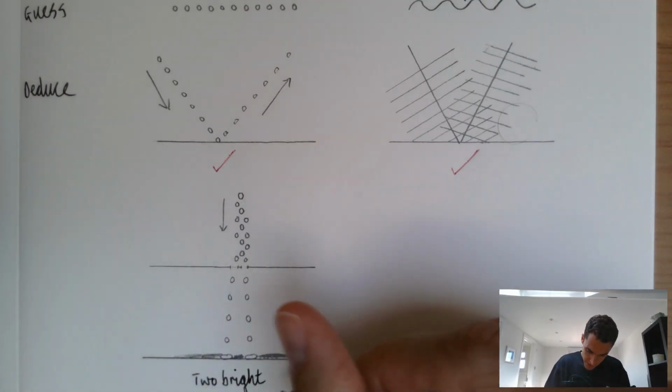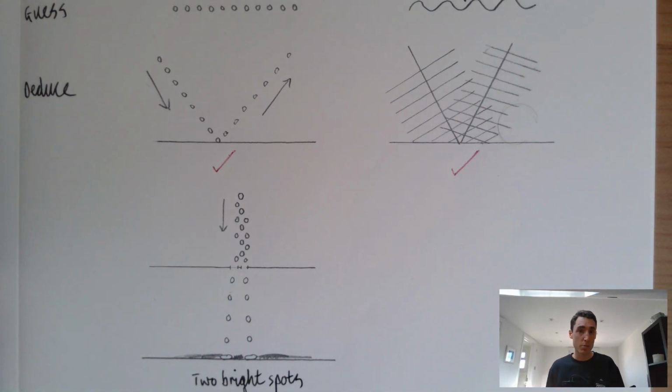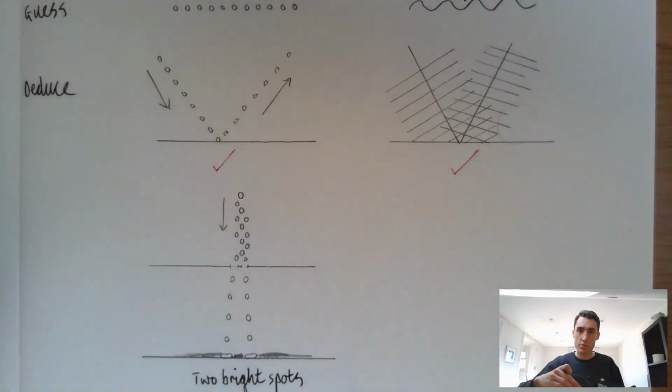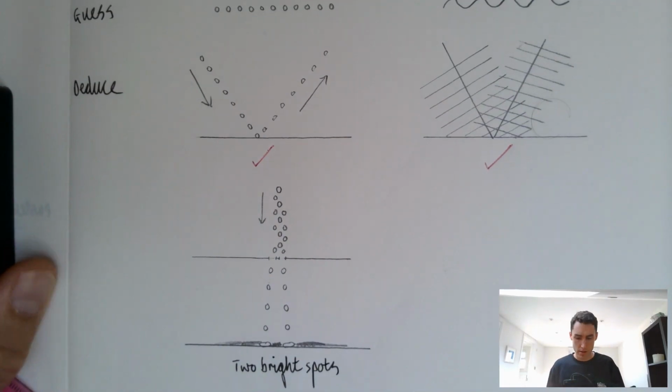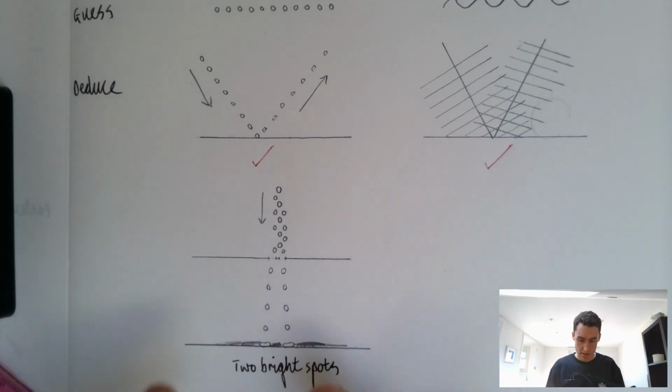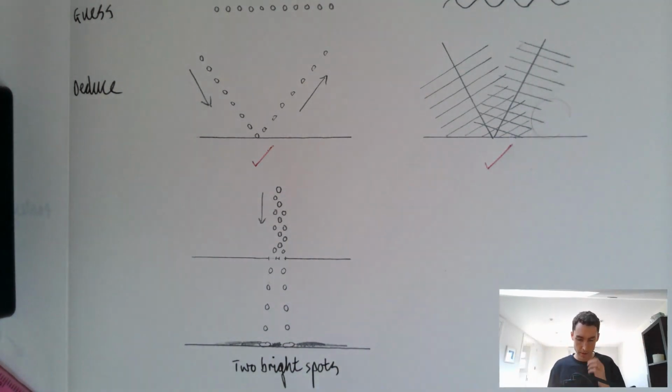And this is where it's interesting, because actually you realise this is much more intuitive. Newton's particle theory is much easier to get your head around, because you would expect, okay, if you've got two little slits here, you'd expect to see two bright spots over here. Because imagine if you did it with a torch, that's what you'd see. You'd see two bright spots and then the rest would be shadow.